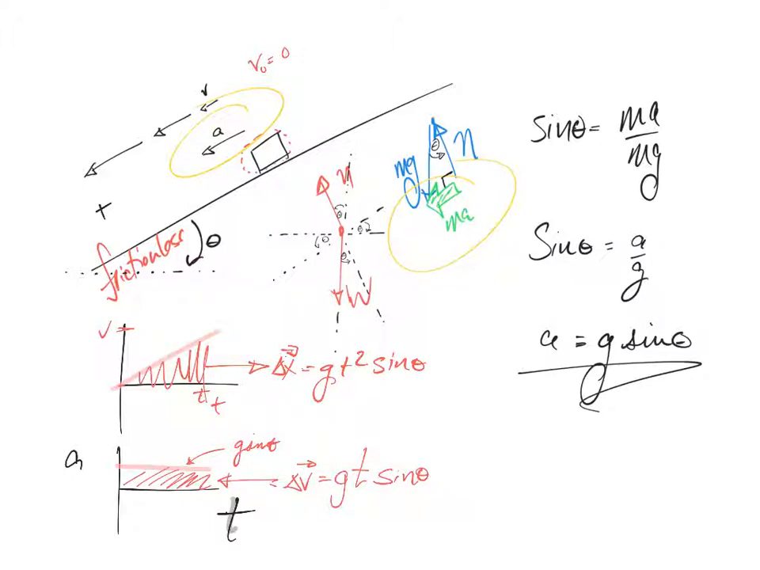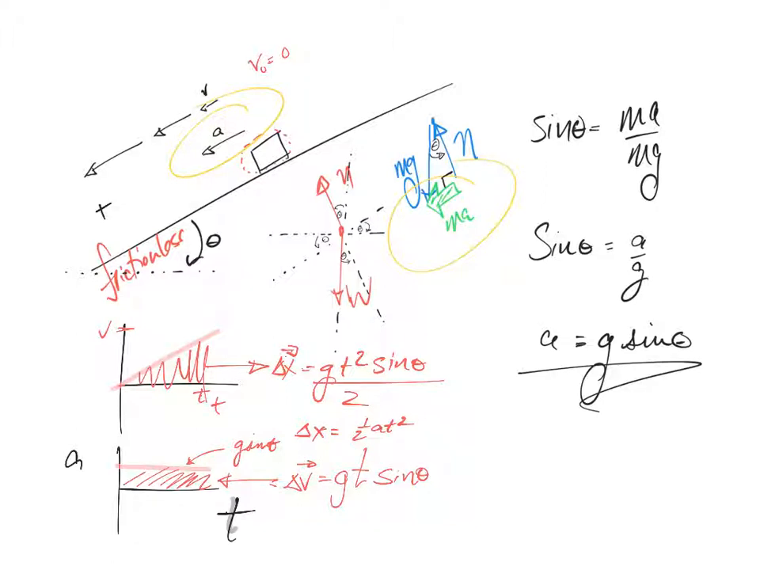Maybe I did something wrong. Hold on a second. Yeah, I need to divide by 2 because that area is a triangle. There we go. I think that's right now. And you'll notice that that is exactly the same thing as delta x equals 1/2 a t squared, right?